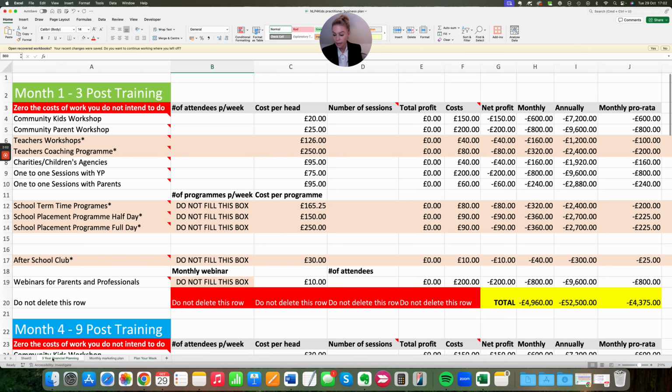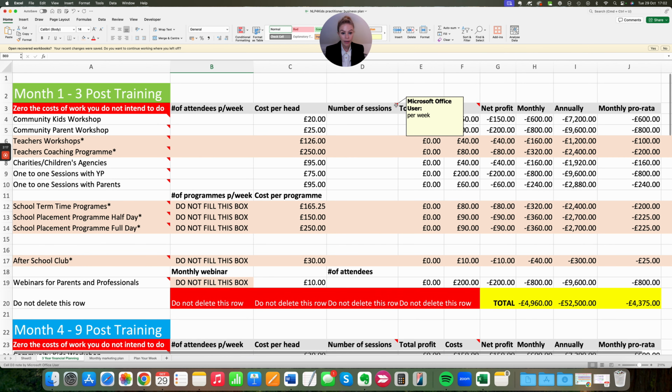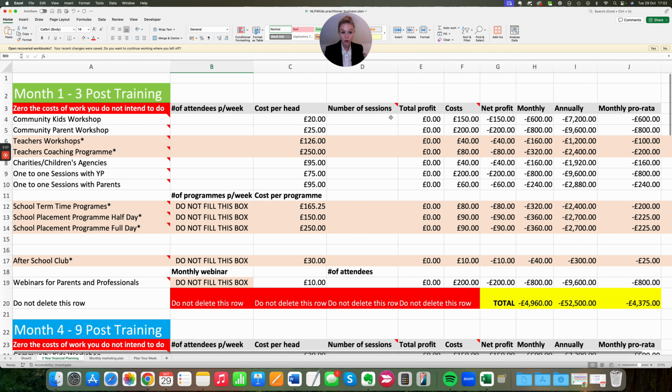So let's do what we came here to do today, which is to look at the Profit Planner document. So I'll give you a few tips on how to use this before we dive into it. Firstly, you will note that some of the cells have a little red triangle in the top right-hand corner. That gives you extra information about what that particular subject heading means. So in this case, number of sessions, we're referring to the number of sessions per week.